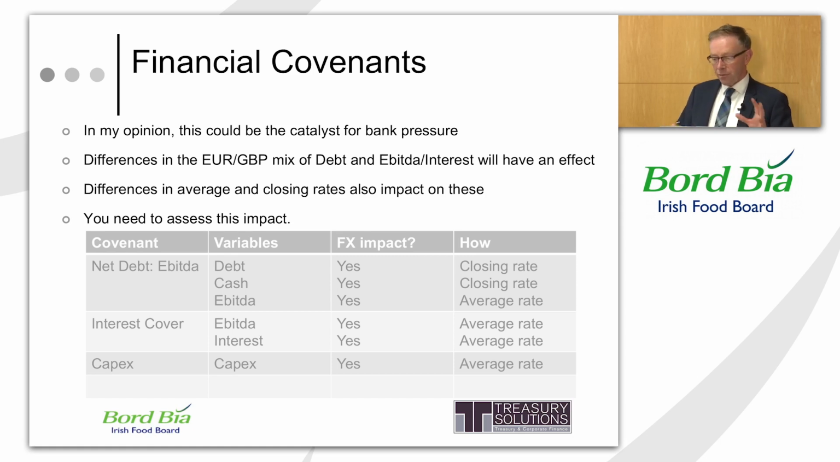So again, the difference in mix between your sterling cash versus sterling debt, or euro cash and sterling debt, and the mix of your profits in the UK and Ireland could have an impact here. So it's something that you need to address, and the way you address it really is, you run sensitivities. You run sensitivity analysis. What happens if sterling goes to 80, if it goes to 90, how are these impacted upon?